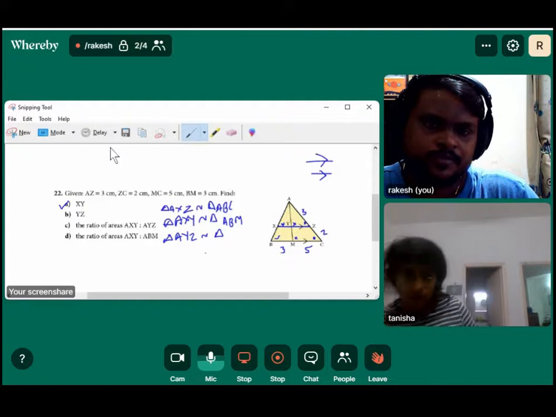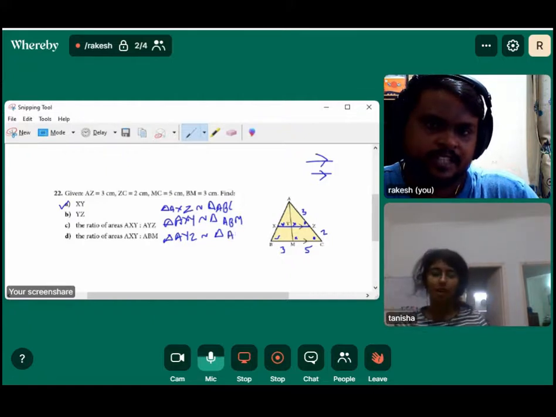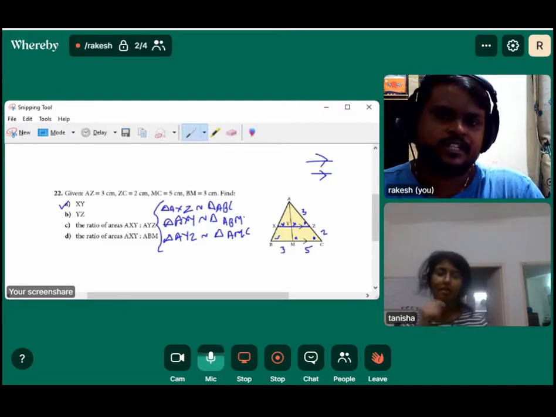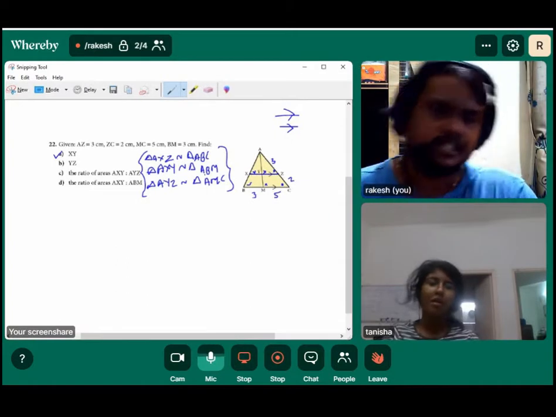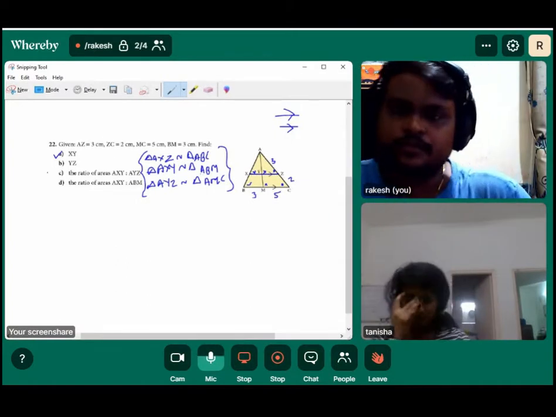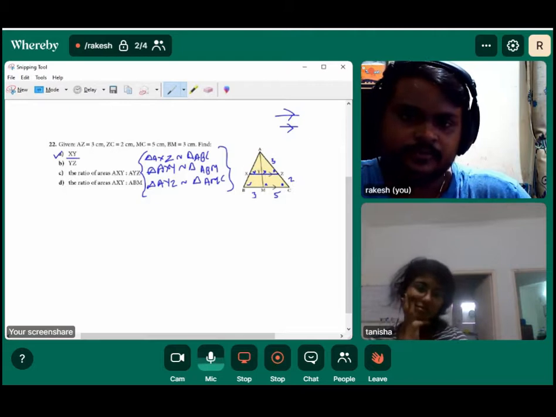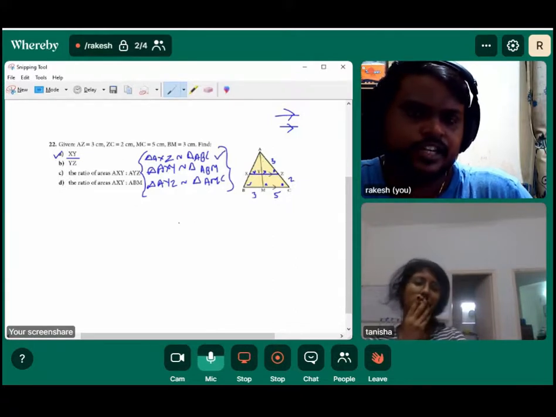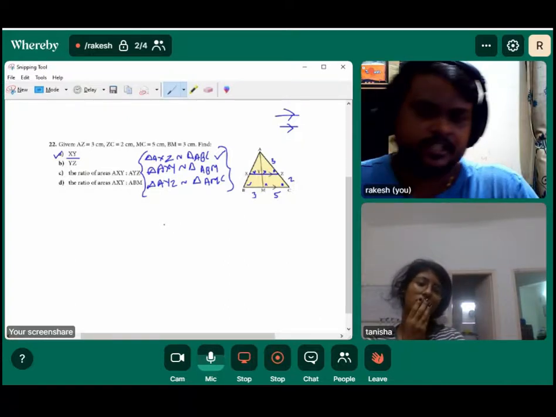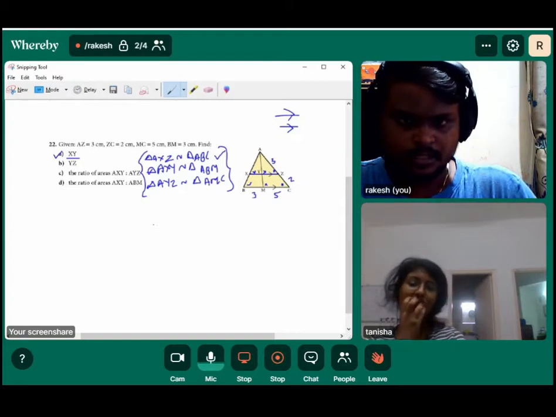What would be the name of the similar triangle? AMC. Right? So basically, we should understand that all these pairs of triangles are similar. Now we have to find out XY. If this triangle AXZ is similar to ABC, their sides are in the same ratio. Their corresponding sides are in the same ratio.